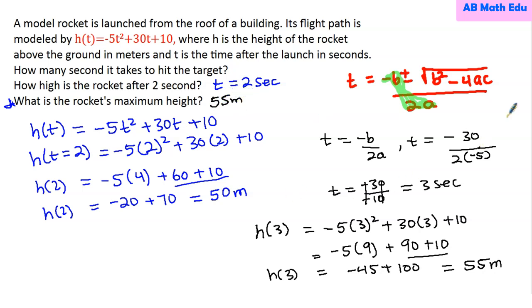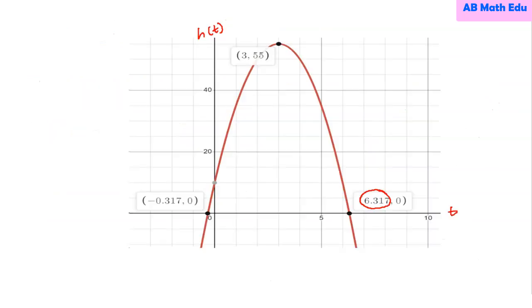So all this calculation that we did for 1, 2, 3, you could also graph it. And when you graph it, it gives you all the answers. That means they were standing here, and then they threw the rocket, and this is the maximum height. You see that 3 seconds and 55 meters. And then when they hit the target, the level will be 0 and the time will be 6.32 if you round it to 2 decimal places.